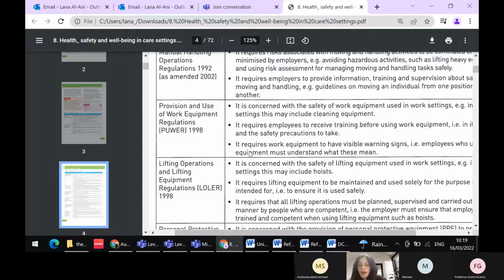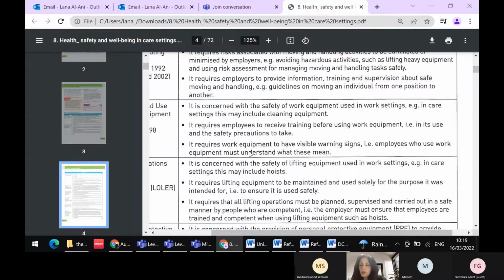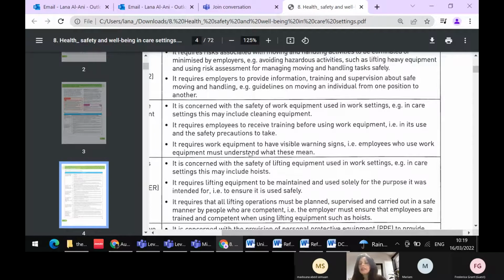Another regulation that we have is the Provision and Use of Work Equipment Regulation 1992. What is it all about? It is concerned with the safety of work equipment. So the equipment should always be working, no faulty equipment. We should always make sure the equipment is clean, and also require the employees to receive proper training so they can use it properly. They don't hurt themselves or hurt others.